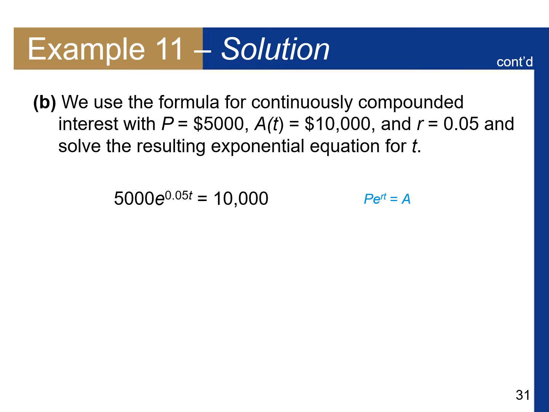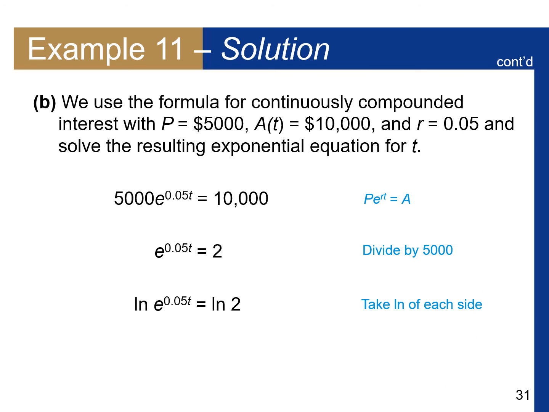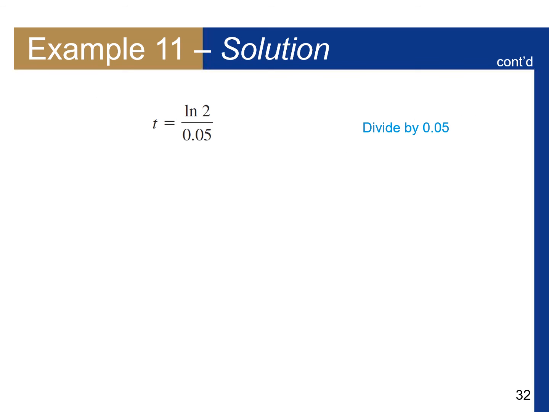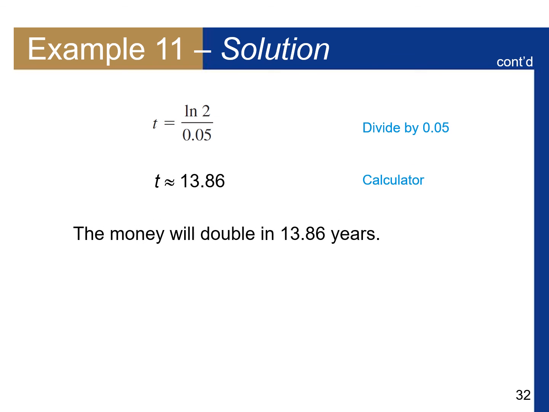Now we can use the formula for compounded continuously. Take a look at the same thing. Divide by 5,000. Take the natural log of both sides. Solve for t. And then put it in your calculator. And you can see that if it's compounded continuously, it'll double in a shorter amount of time, 13.86 years.